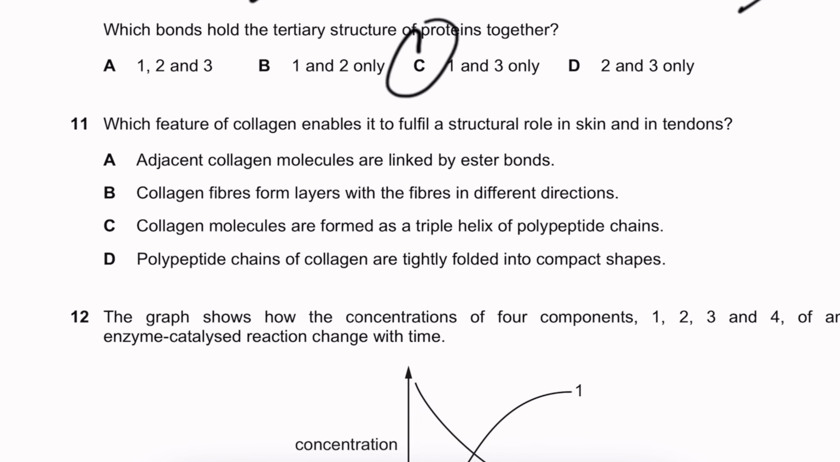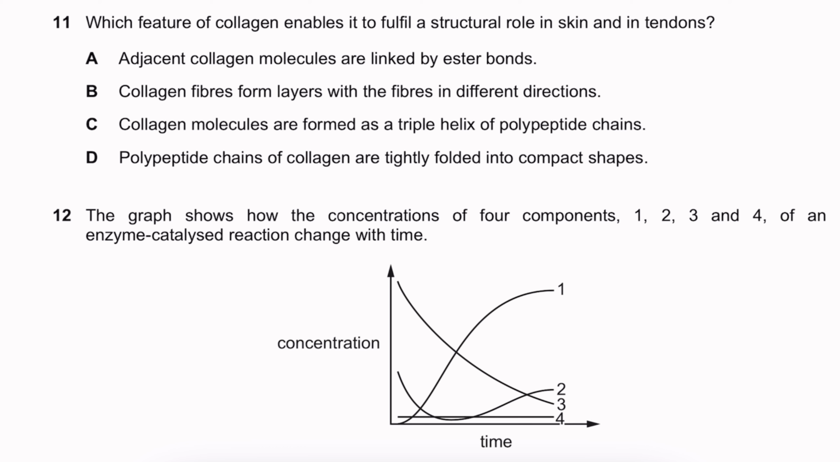Okay. 11. Which feature of collagen enables it to fulfill the structural role in skin and in tendons? Okay, let's read the options. Adjacent collagen molecules are linked by ester bonds. Adjacent collagen molecules are not linked by ester bonds. They are linked, however, by covalent bonds. Collagen fibers form layers with the fibers in different directions. Well, actually, no, that's to do with cellulose. They form it in parallel directions. Okay, collagen molecules are formed as triple helices of polypeptide chains. Or polypeptide chains of collagen are tightly folded into compact shapes. That's wrong. This is for storage molecules.